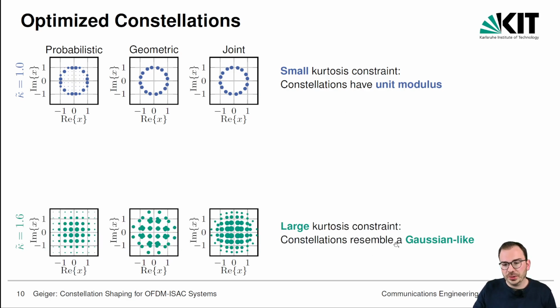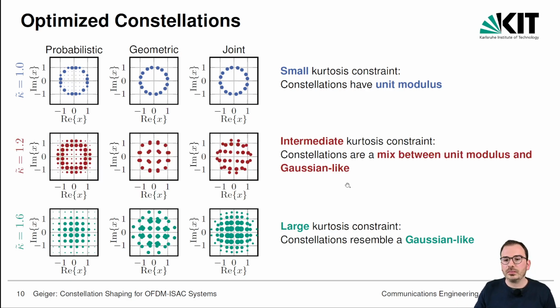For a large kurtosis constraint, we find that our constellations resemble a Gaussian-like distribution also, as we expected. And for an intermediate kurtosis constraint, we now learn a mix between these unit modulus constellations, which we saw here, and the Gaussian-like constellations here.